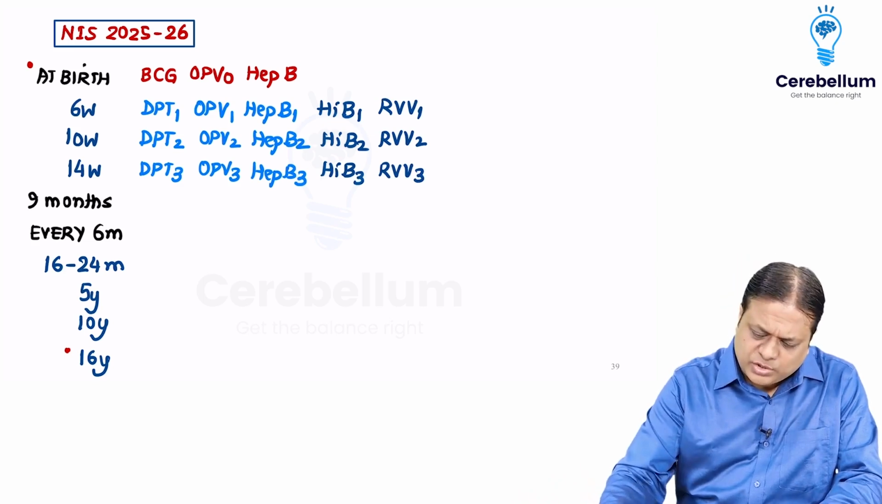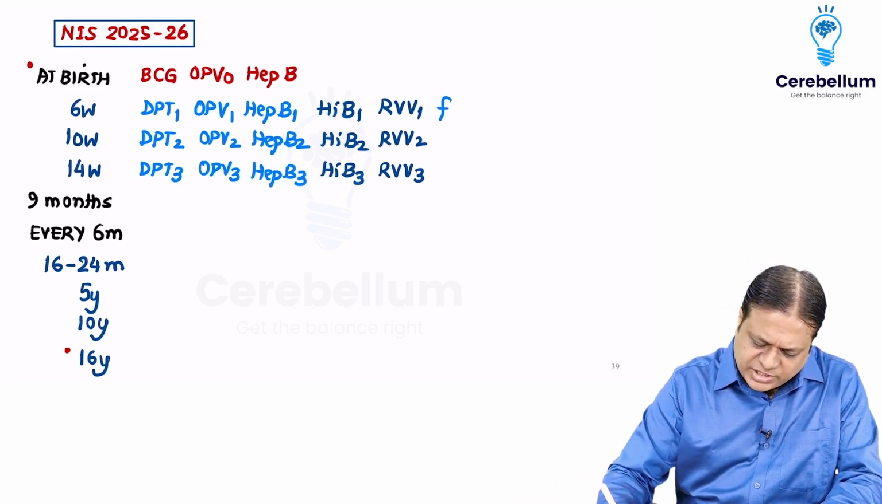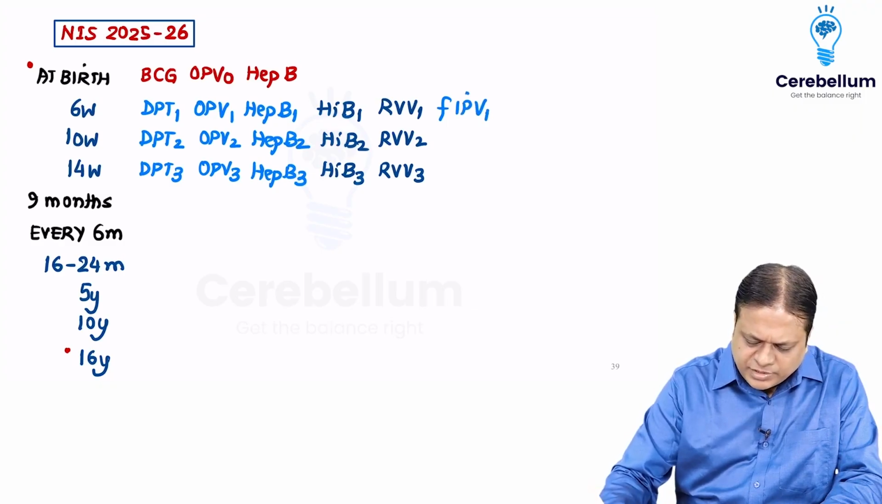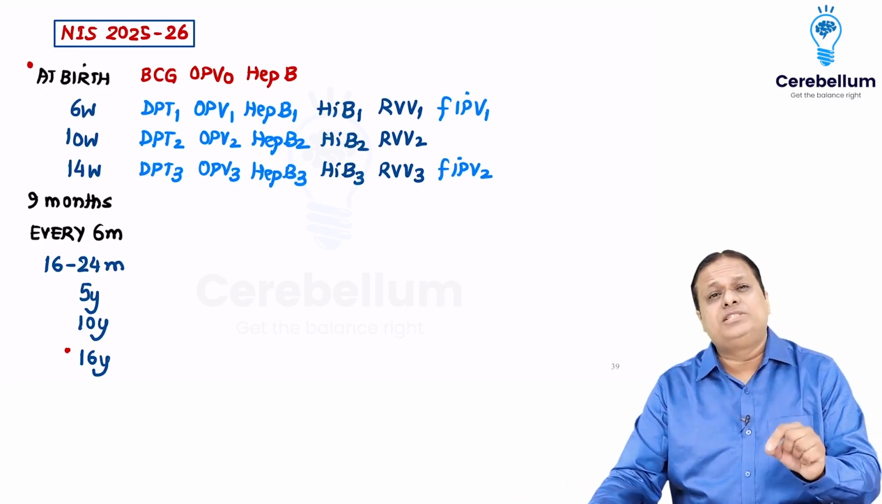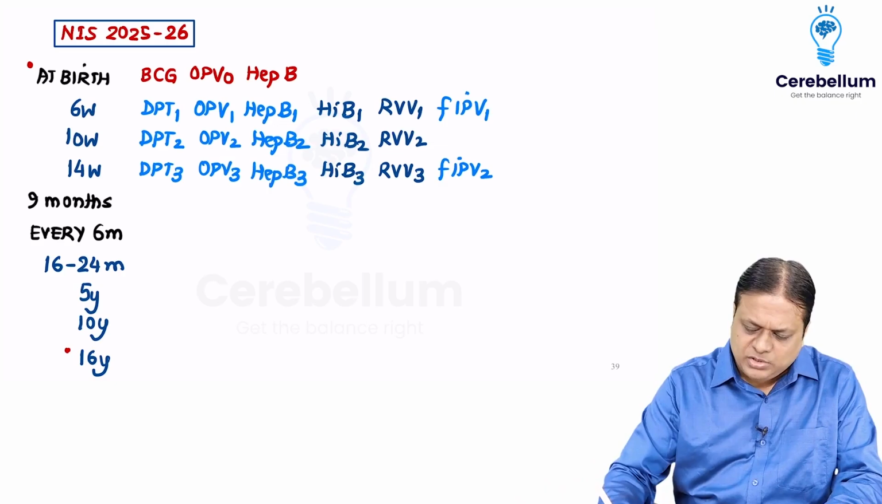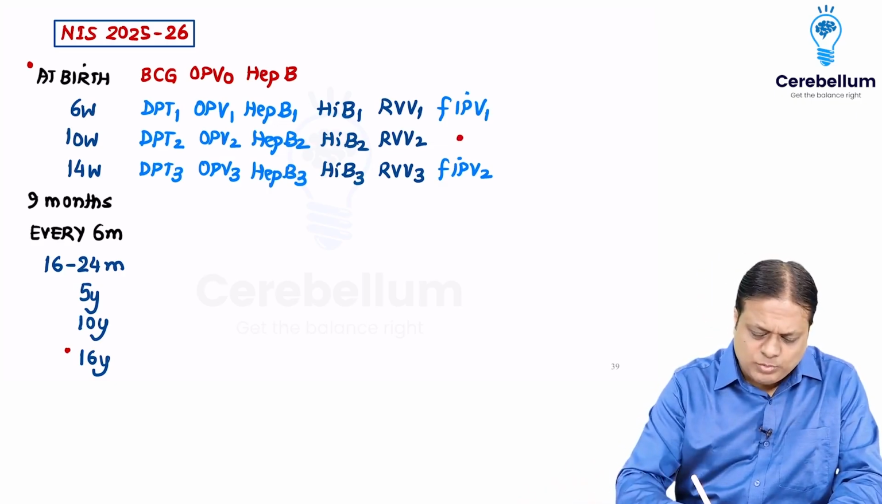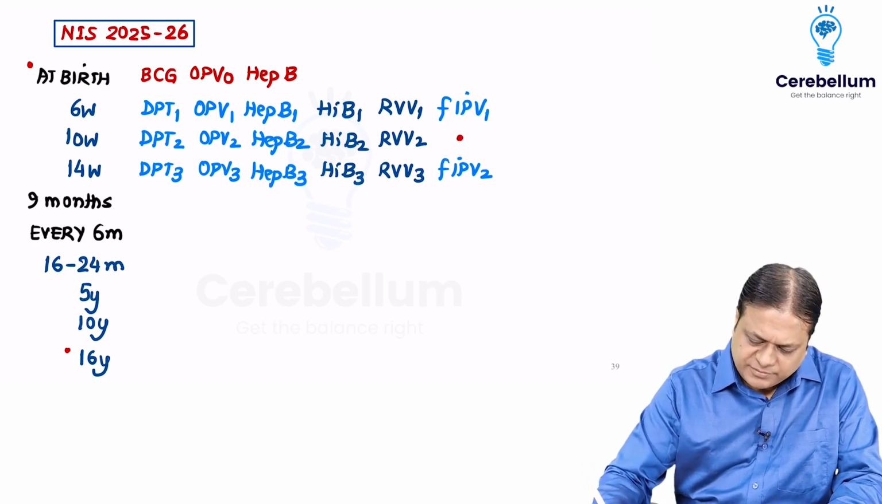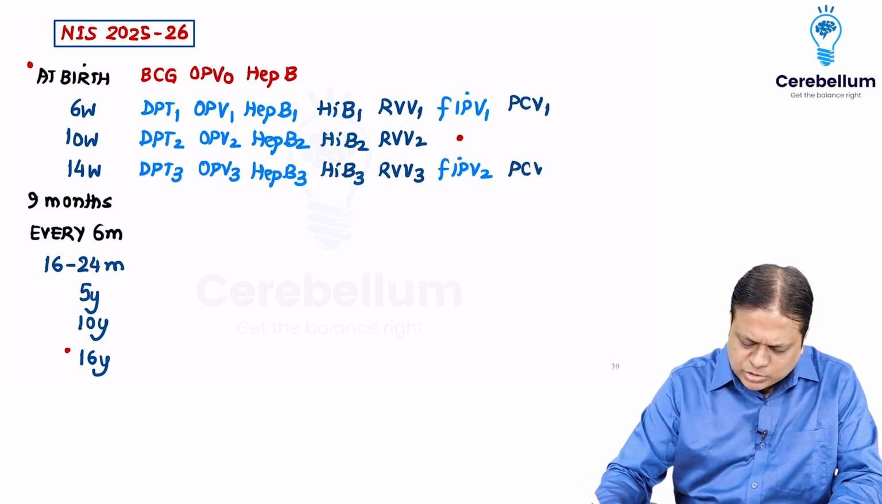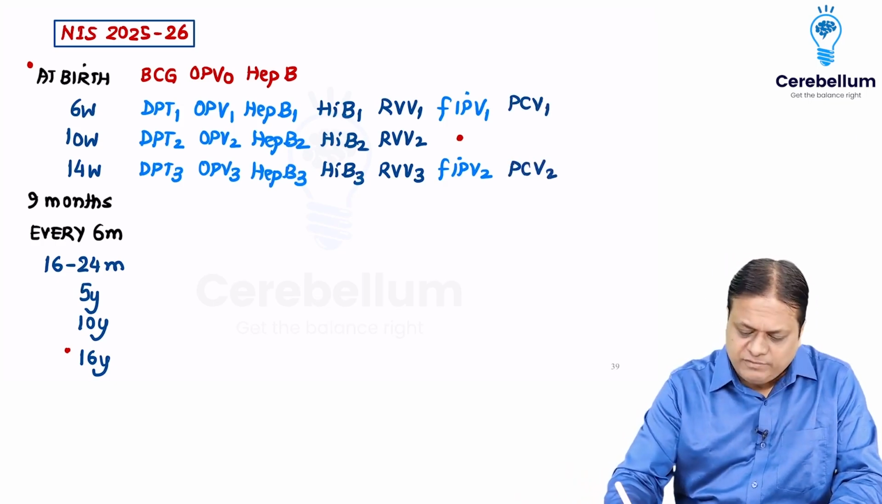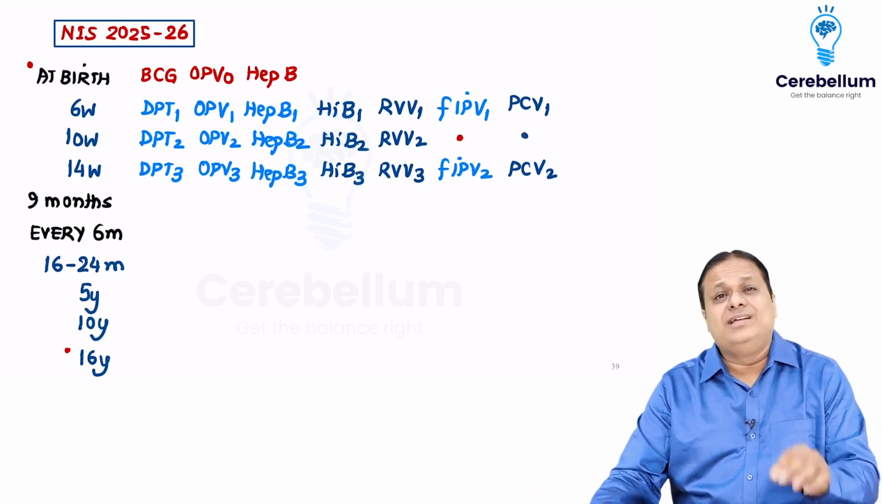Subsequently also was introduced fractionated IPV, where first and second dose is given at, please remember, 6 and 14 weeks. No dose is given at 10th week. Similarly, pneumococcal conjugate vaccine, first dose and second dose is given at 6 and 14 weeks. No dose is given at 10th week.